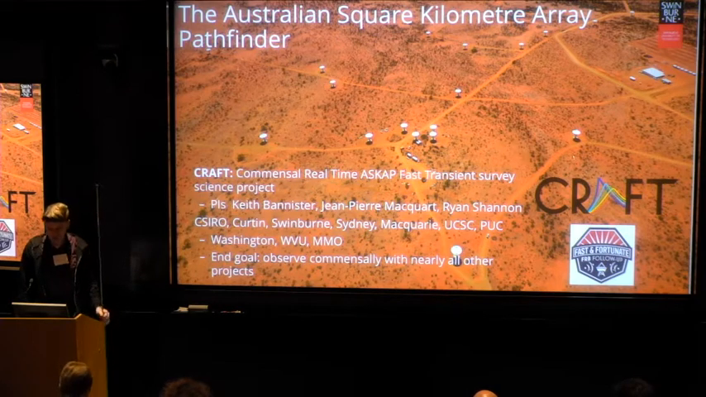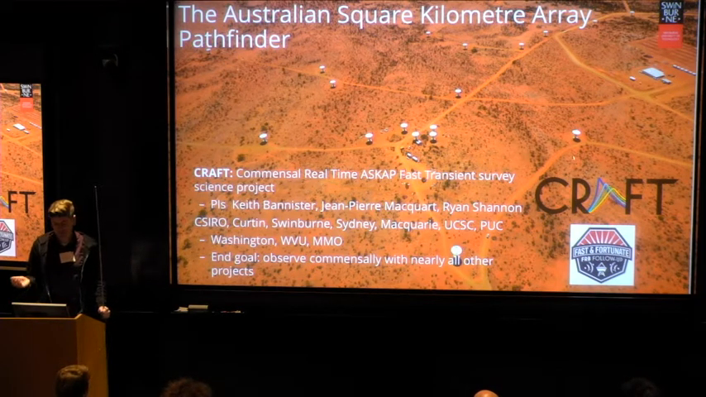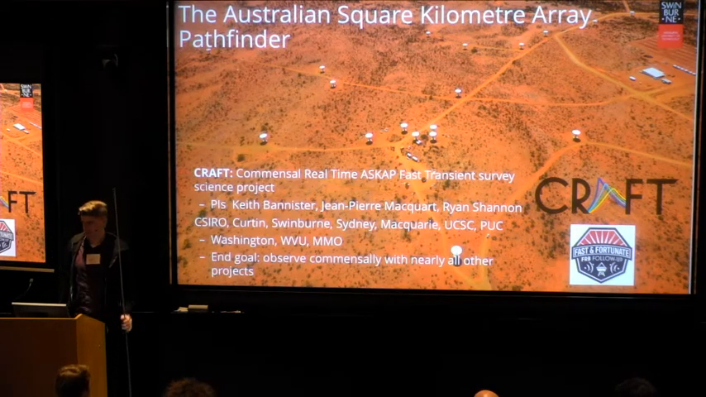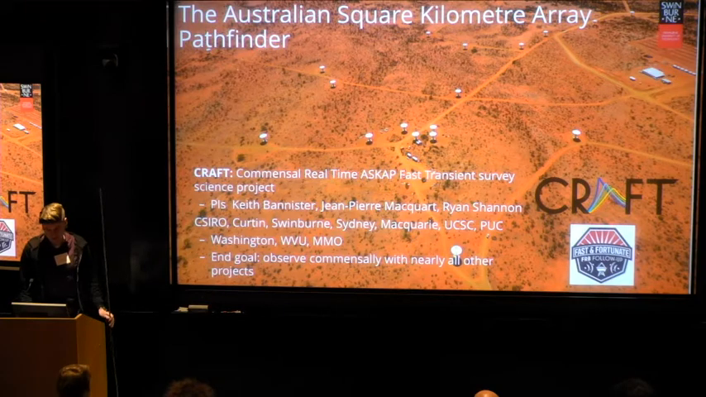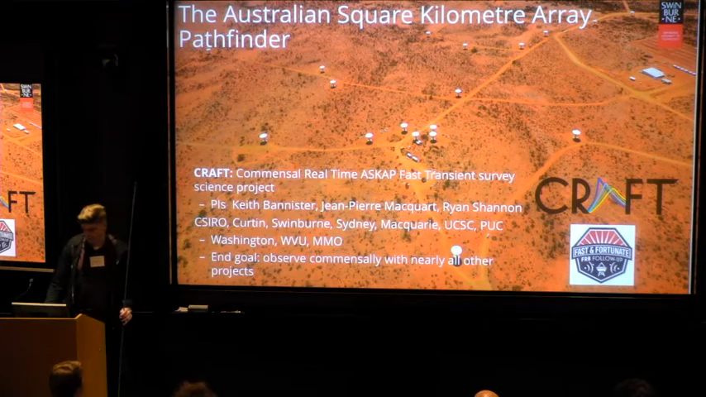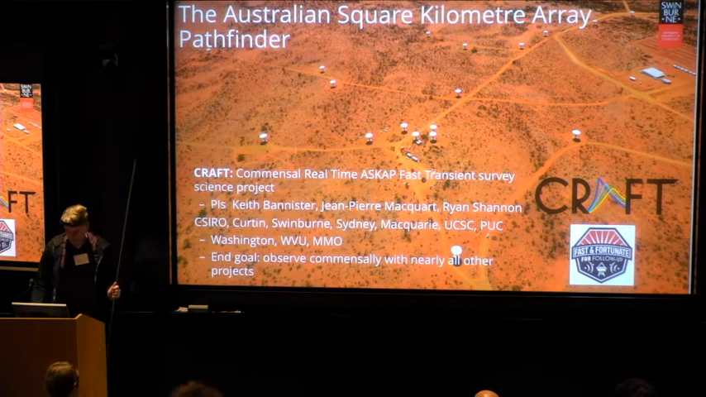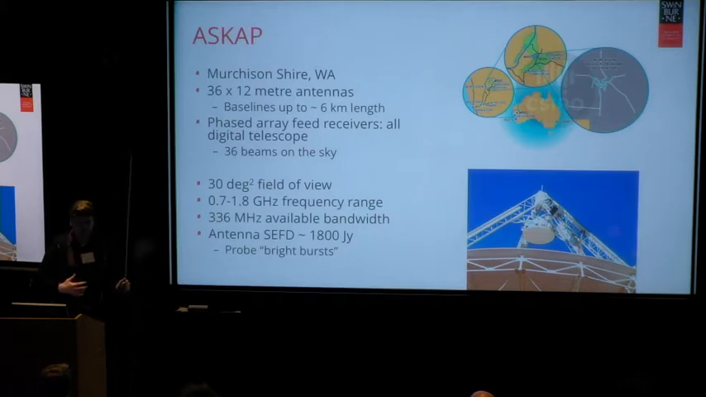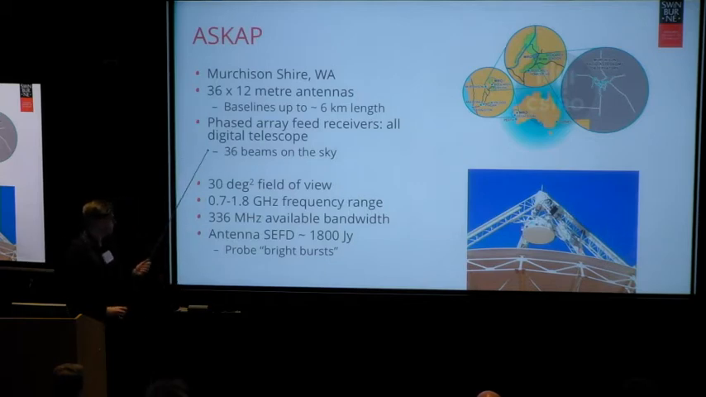The collaboration is largely Australian, but we benefit a lot from our work with Xavier Prochaska and his F⁴ team. And the goal of the project is to observe commensally with everything else that's going to be going on the telescope. So ASKAP is in Western Australia. We've got up to 6 kilometer baselines, and the antennas are equipped with these phased array feeds. So we get 36 beams. So we have a 36 camera pixel on the sky, 30 square degree field of view, and we can observe anywhere within this frequency range.